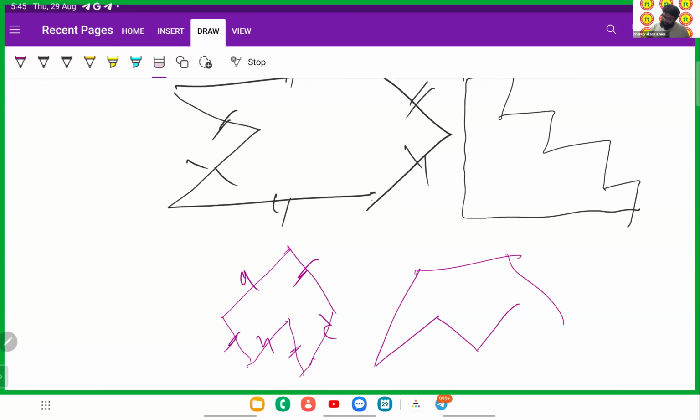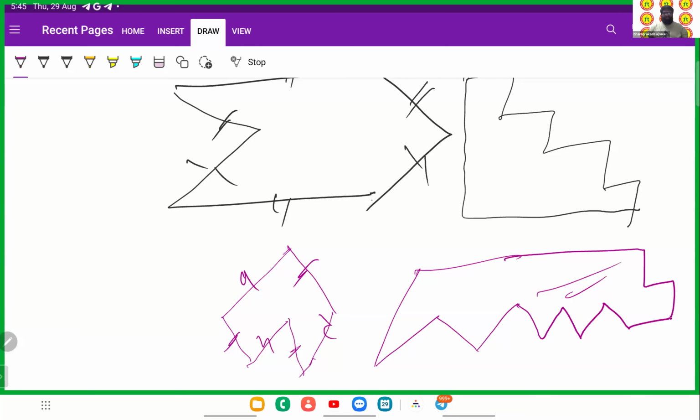So any closed surface which is made of line segments with any n number of sides is called a polygon. So this is also a polygon. Any n number of sides, but the only thing is it should be a line segment.